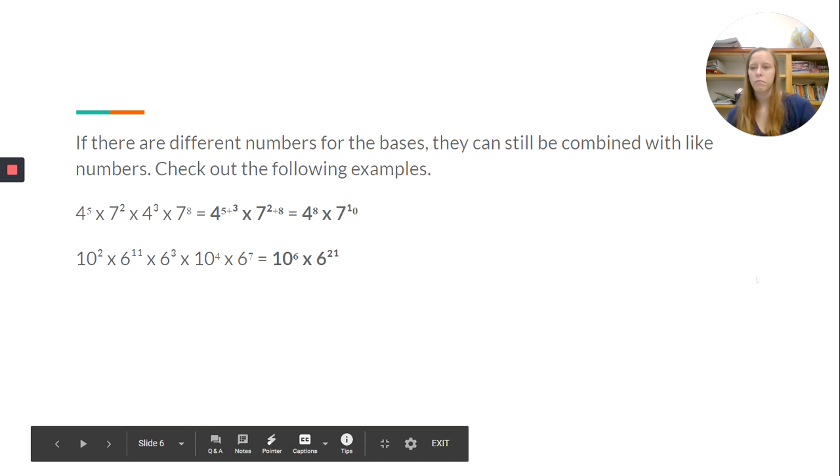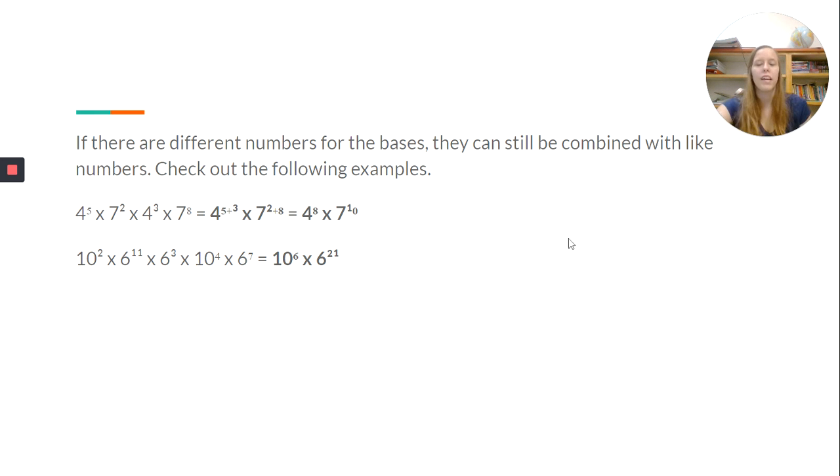Okay. So what if the bases are different? Then what do you do? Well, we can still combine them to an extent. So if you look at this first one, we have 2 4s and 2 7s. So we're going to combine the 2 4s. So we have 4 to the 5th and 4 to the 3rd. Then we're combining the 2 7s, 7 to the 2nd and 7 to the 8th. So you have 4 to the 8th times 7 to the 10th. And that would be our final answer.